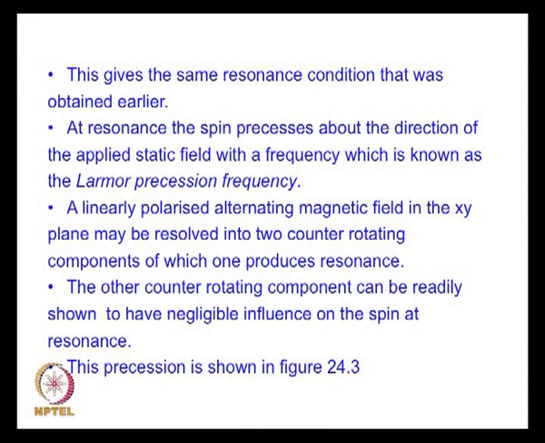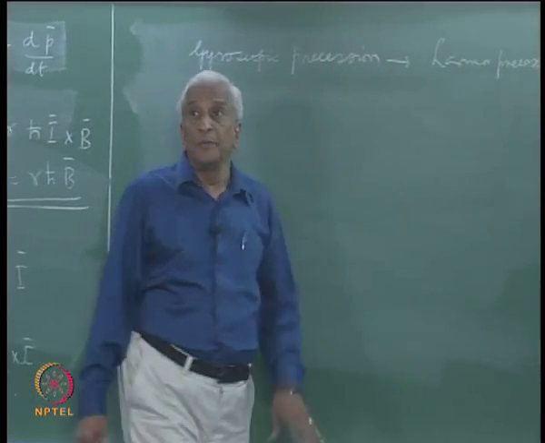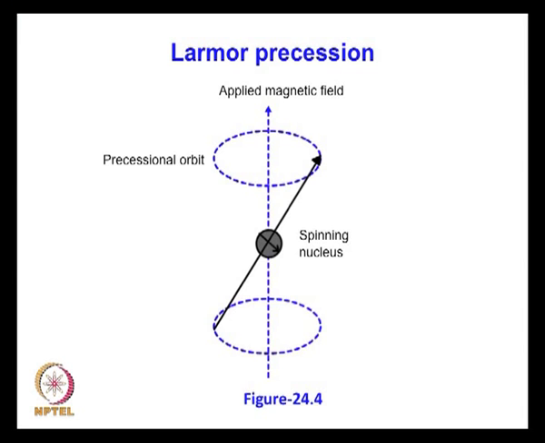So, the angular momentum is preserved, the spin is precessing about the direction of the applied static field with an angular frequency equal to the resonance frequency. So, the resonance frequency is nothing but the Larmor precession frequency. So, this precession is shown in the next figure. So, you have the applied magnetic field and then the precession takes place about this field direction.